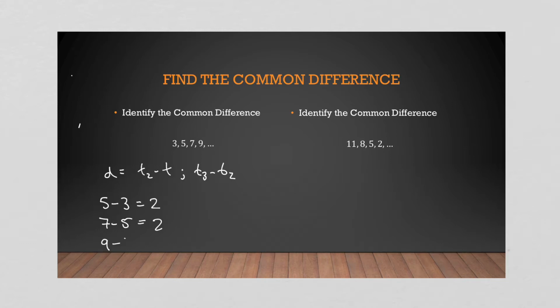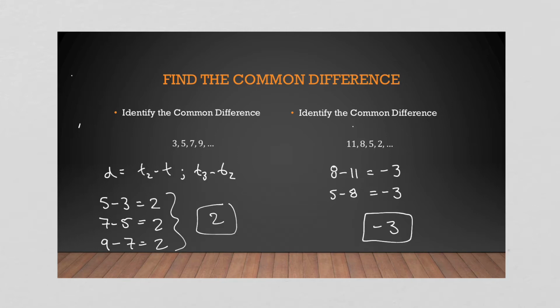And if you look at all of the comparisons in this case, I do in fact have a common difference of 2. Now it's possible that your common difference isn't a positive number because in this case we go, okay, 8 minus 11 is -3, and we have 5 minus 8 is -3. So we have a common difference in this case of a negative value, which is more than allowed.